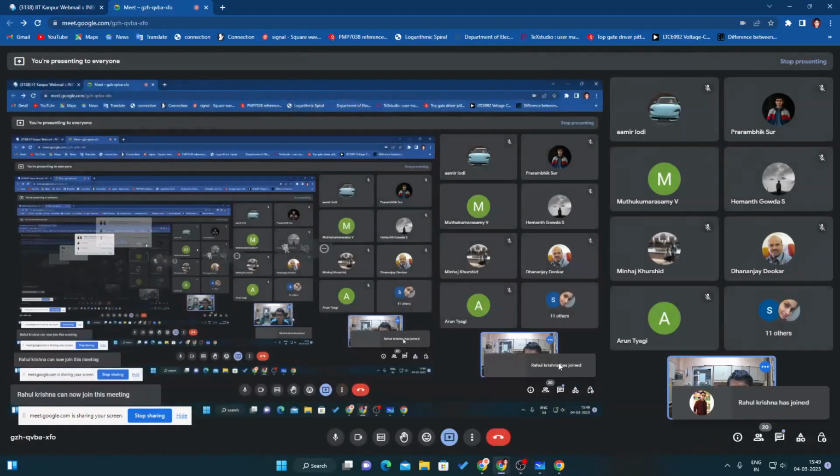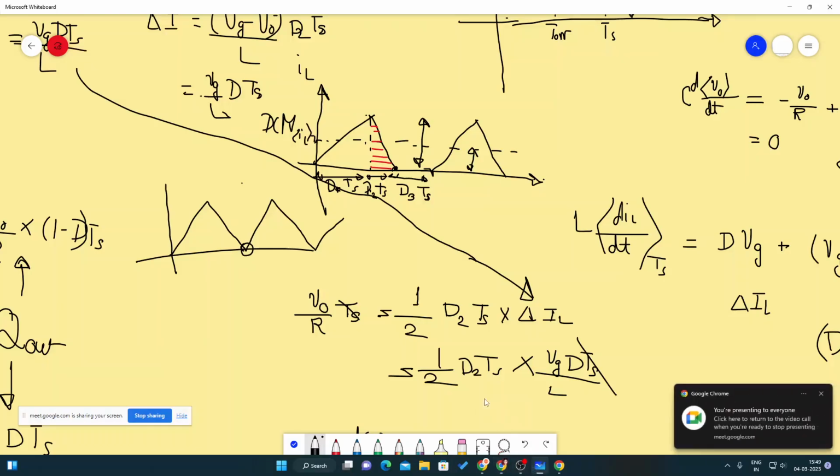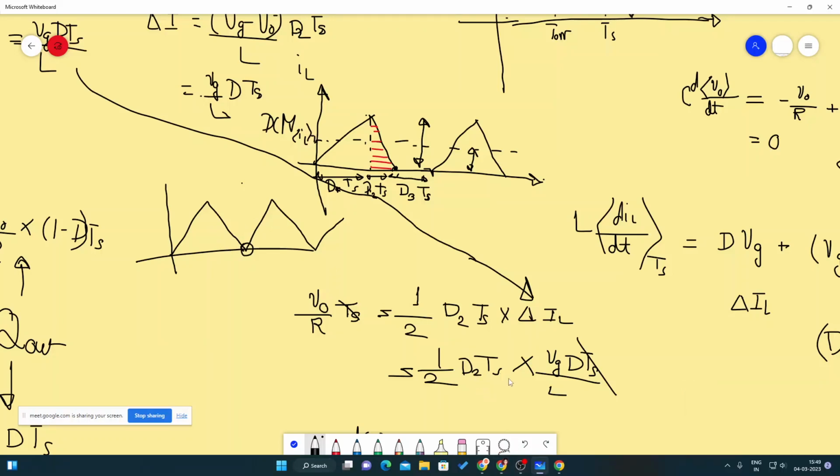With this waveform, the continuous inductor current at the critical inductance, how do we calculate the critical inductance? Under the critical inductance situation, the lower part of the ripple will just touch zero. What that means is delta IL by 2 will be equal to IL average. If you get this equation, accordingly you will get the L critical.